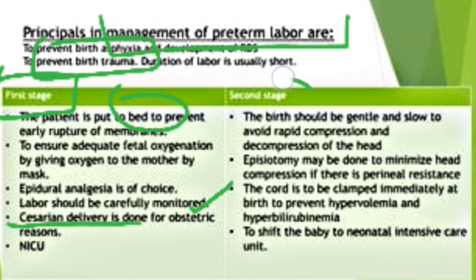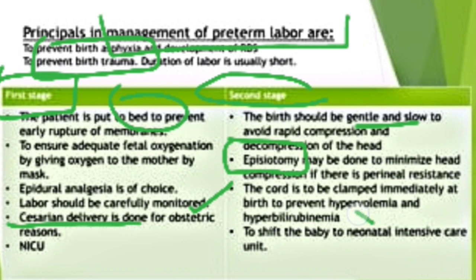In the second stage, the delivery has progressed, and we will make sure the delivery is very slow and gentle to avoid injury to the baby. Episiotomy is not really necessary because the baby is not large in size, but it is provided here to avoid compressions or any injury to the head. Since the baby is not fully developed, even a small minor mistake can lead to head injuries. Small compressions can lead to head injuries. To avoid those things, we will perform episiotomy.